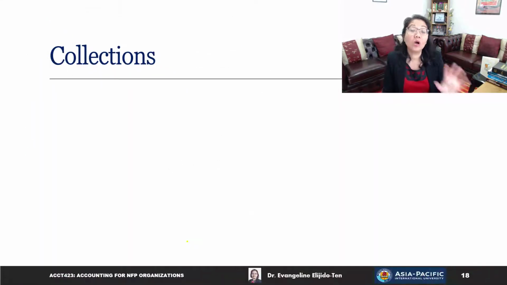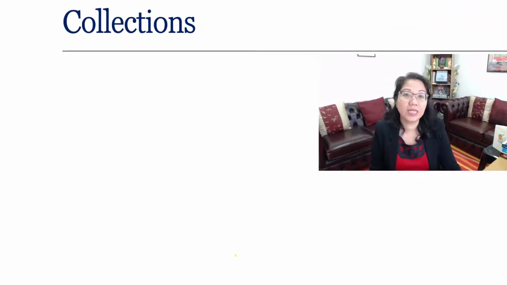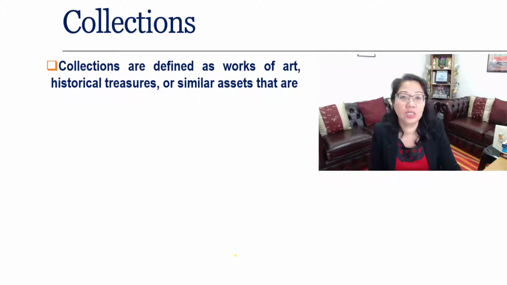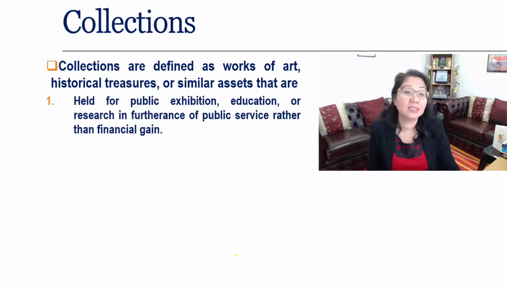All right. Now, collections is another important asset of certain not-for-profit entities. What are collections? These are defined as the works of art, so paintings, sculpture, and the like, historical treasures or similar assets that are, number one, held for public exhibition, for education or research in furtherance of public service rather than for financial gain.